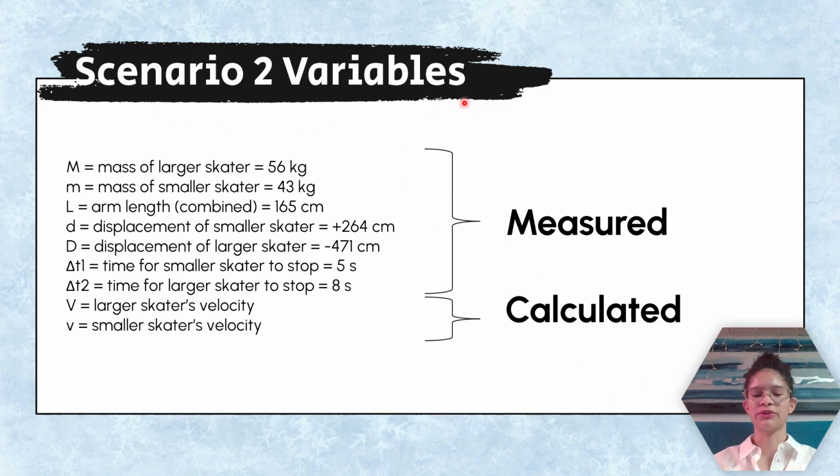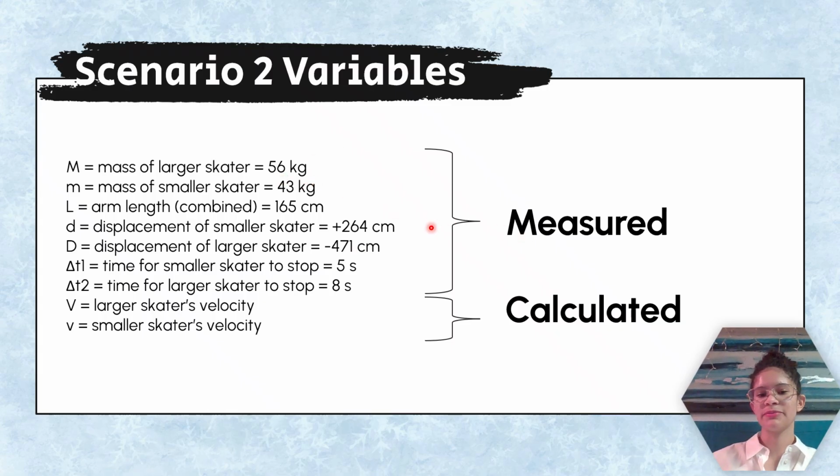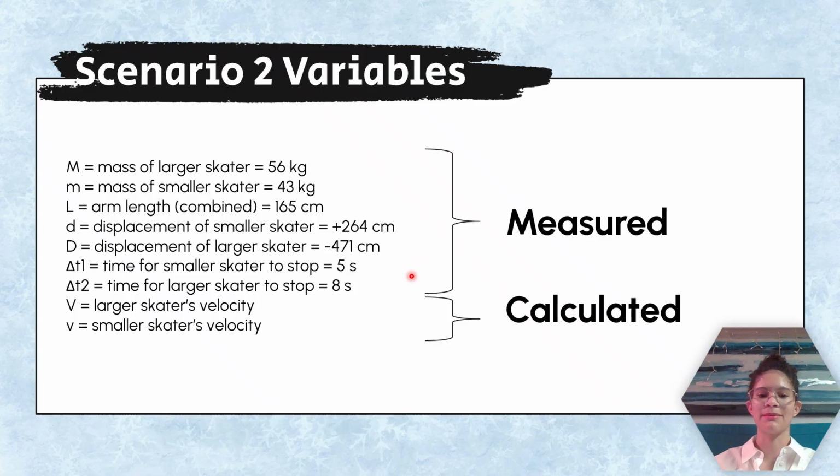As for our variables for scenario 2, once again, we have our measured variables and our calculated variables. We have the mass of each skater, we have the combined arm length, displacement of each of them, and the time it takes for them to stop, and we'll be calculating the larger skater's velocity and the smaller skater's velocity, notated, let's say, as big V and little v. We've got a lot of big and little here.